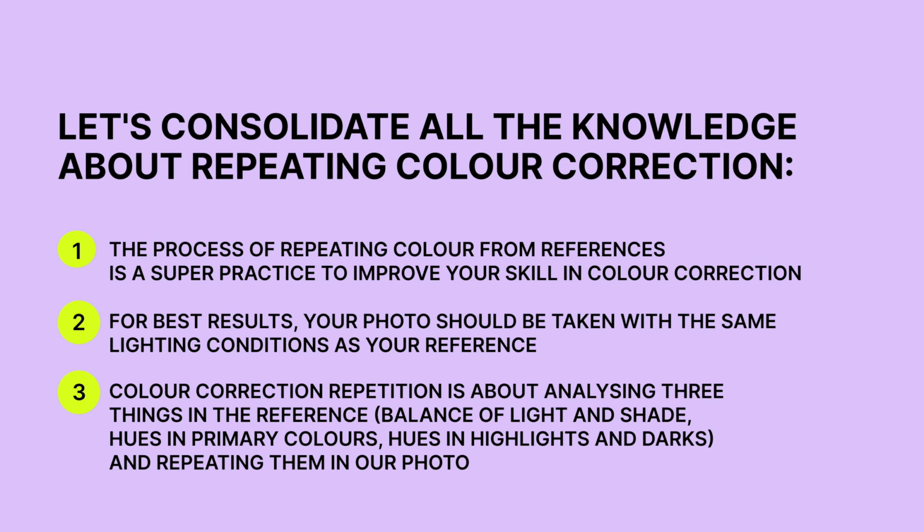The third, we always do a color correction repeat by analyzing three things on the reference. These are the balance of light and shadow, and we use curves to try and make a similar one. Next is the shades and the primary colors, and we use the color tone saturation panel and curves to try and make it similar. And last is the shades in the light and dark areas of the photo. And with the help of selective color correction and color curves, we try to achieve the same shades in the light and dark areas in our photo.